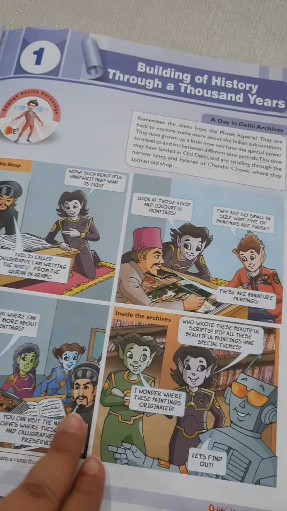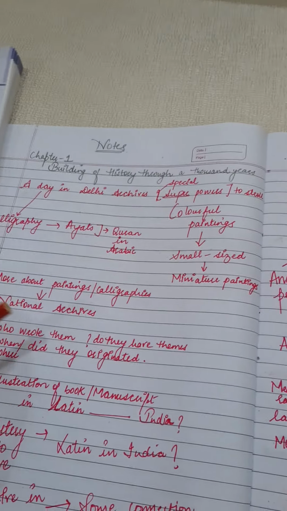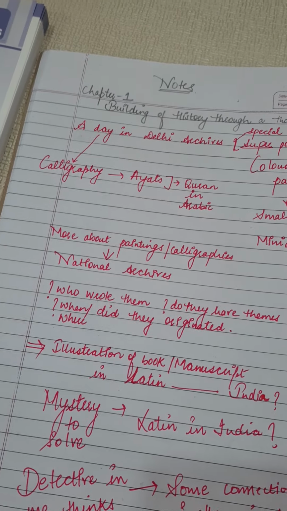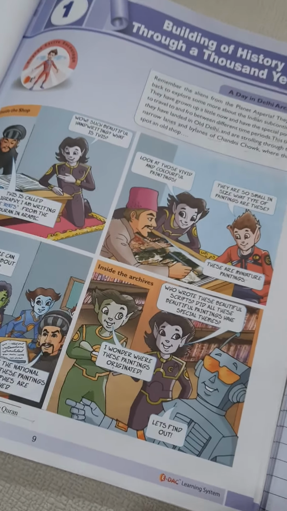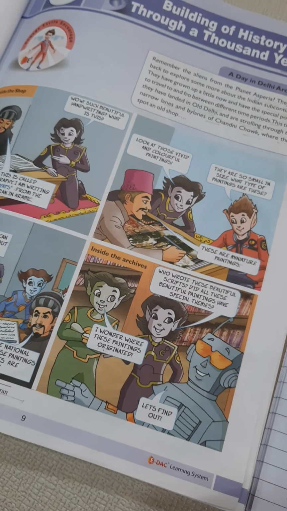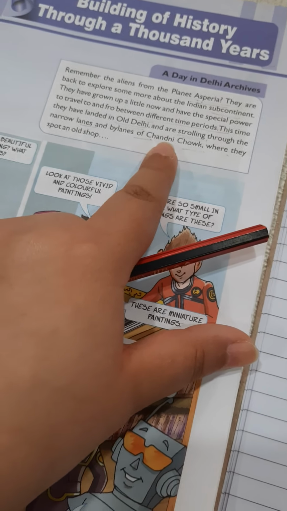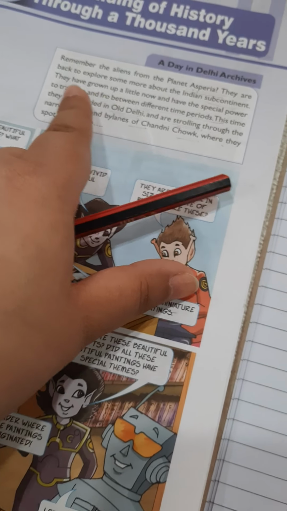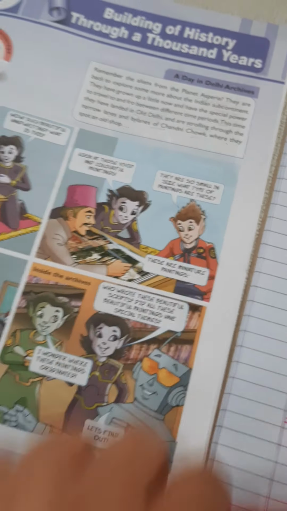I'll be using two methods to teach you. One is I'll be showing you a few things from your concept book, and second, you will have to refer to my handwritten notes. So let's start with the comic script. As you all know, we have our alien friends who try to explore our country or the world through their special powers, in which they are able to stroll in the narrow lanes and by-lanes of Chandni Chowk, and moreover they have the special power to travel to and fro between different time periods.